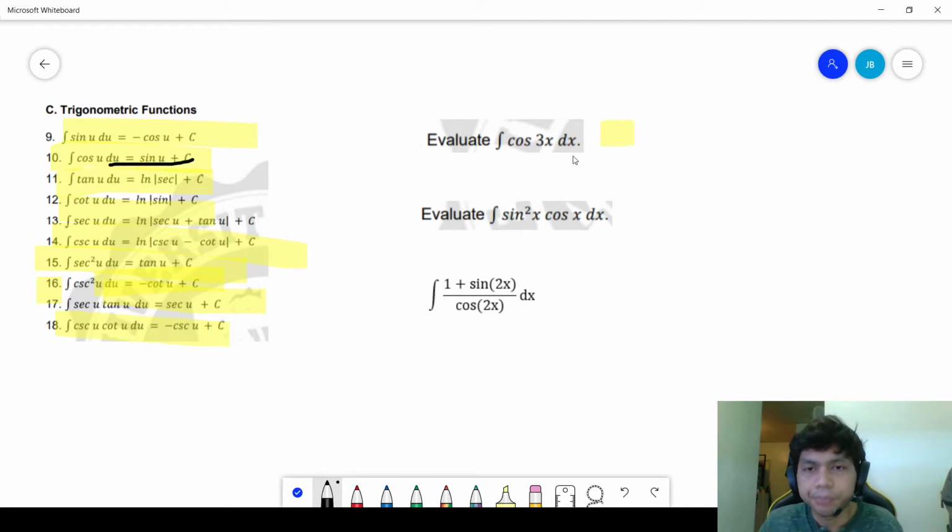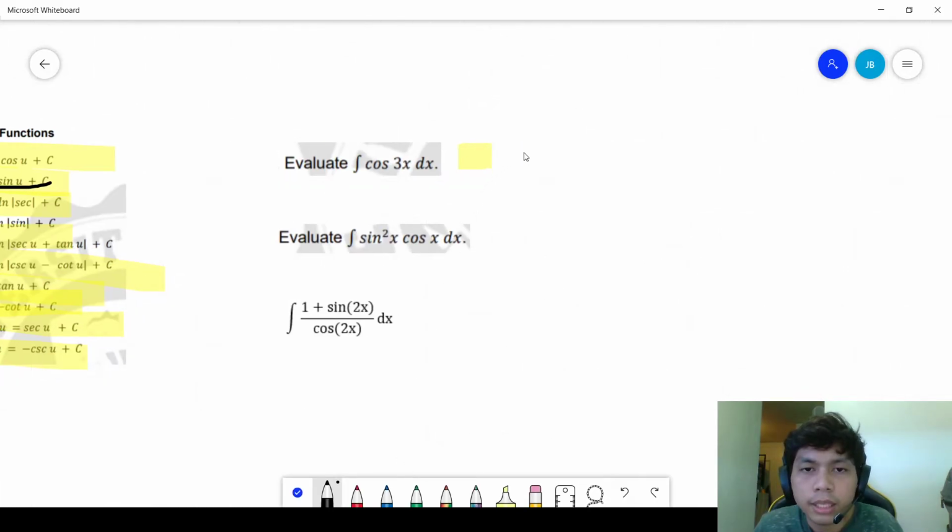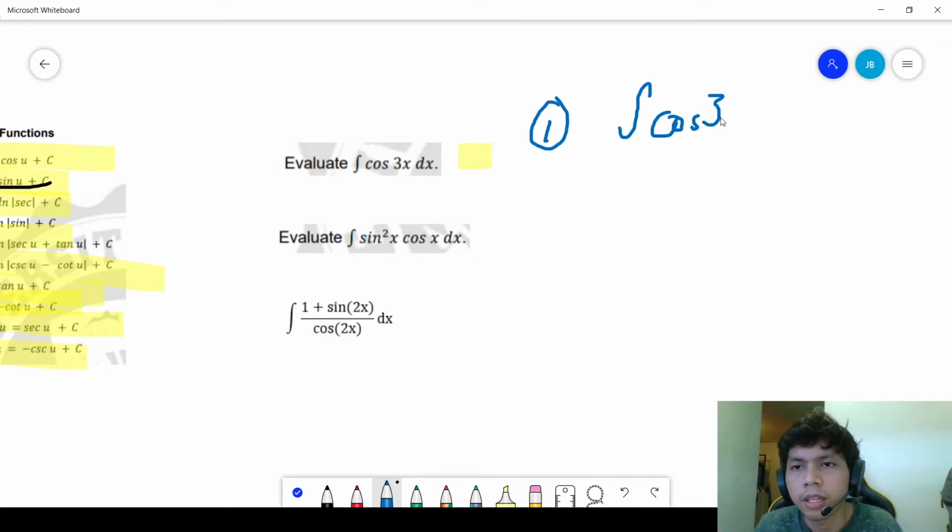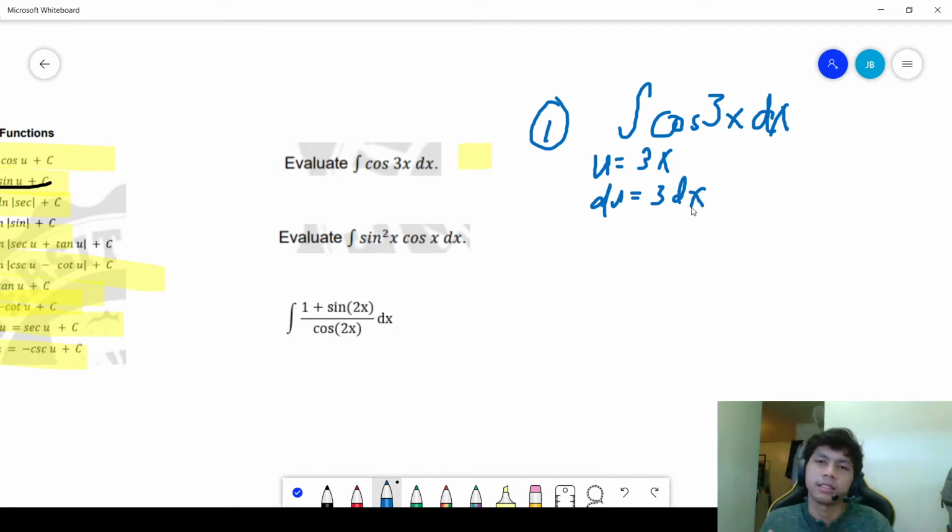Now here in your example, you just need to let u. So number 1, the integral of cos 3x dx. You let u be 3x, du equals 3 dx. Okay, divide both sides by 3.